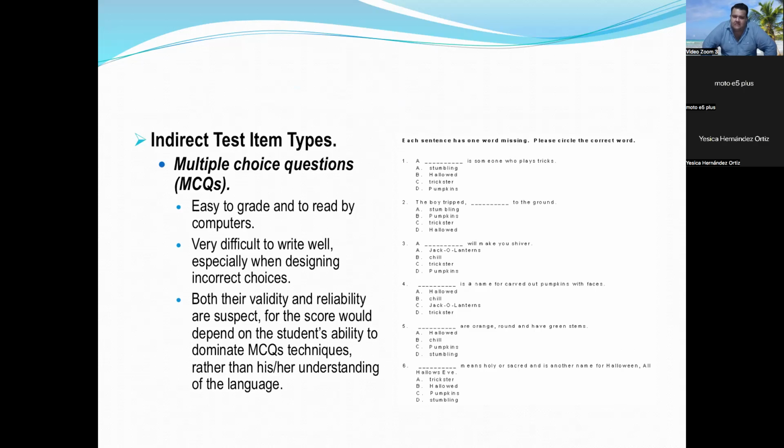MCQ techniques. MCQ means multiple choice questions. O sea, las preguntas de multiple choice. Por ejemplo, A, B, C, D, ¿no?